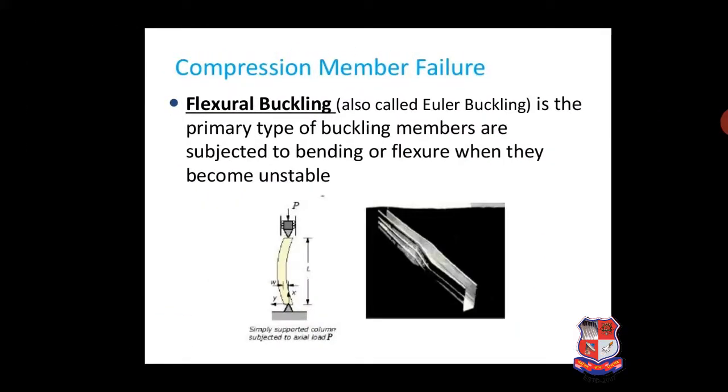flexural buckling. Also called Euler buckling, it is the primary type of buckling when members subjected to bending or flexure become unstable. It depends on the type of end condition and is proportional to the length. So this failure is called flexural buckling of compression failure.